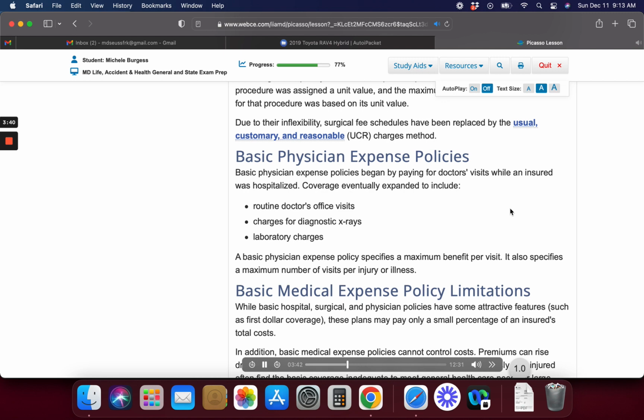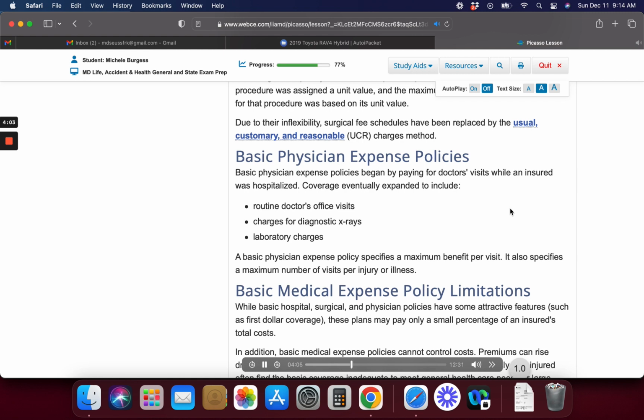In addition, basic medical expense policies cannot control costs. Premiums can rise dramatically as claims costs increase. Worse, insureds who are seriously ill or injured often find the basic coverage inadequate to meet general health care needs or large health care costs. The insurance industry responded by developing major medical insurance coverage.